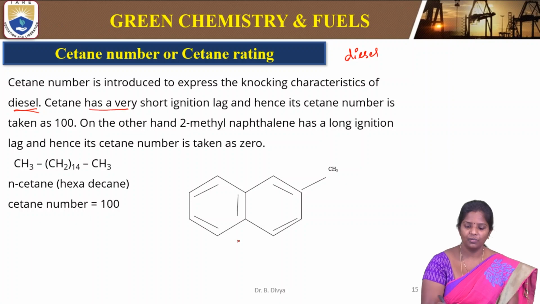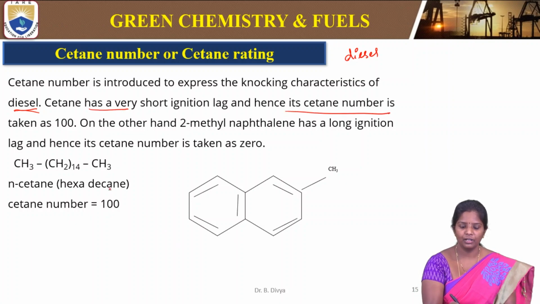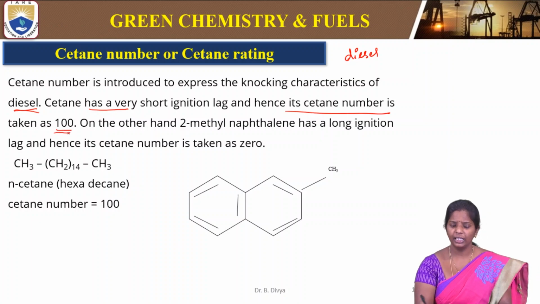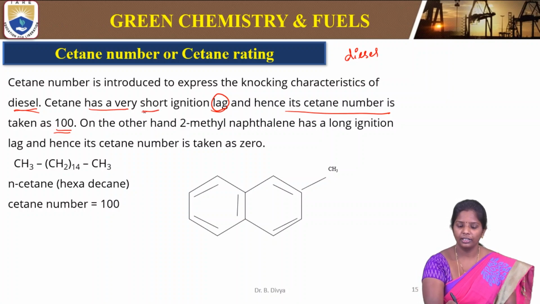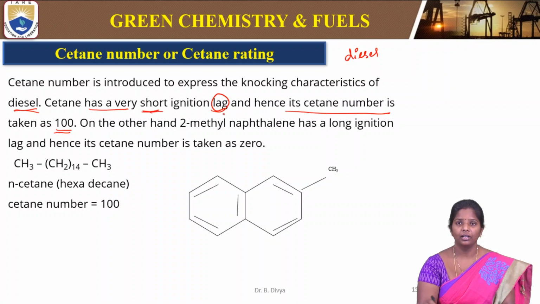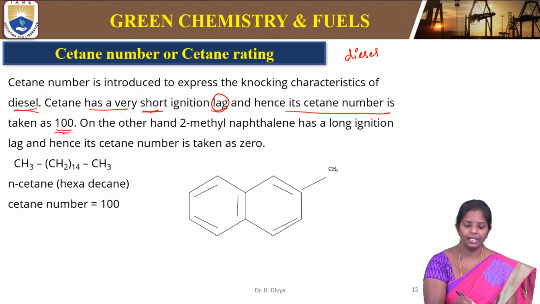Cetane has a very short ignition lag, and hence its cetane number is 100. Lag means the ignition is faster. It is a shorter ignition lag, which means it is fast in ignition. Very short lag is present, and it is good with ignition. Therefore, it is given as 100.